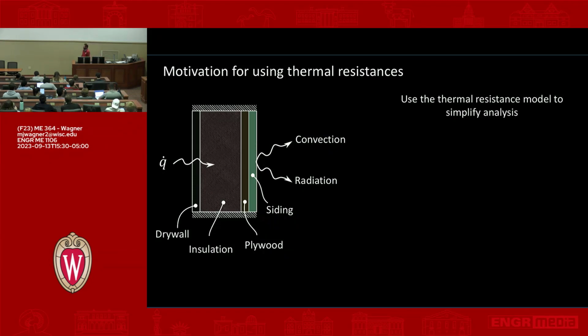So instead of doing that, we can use this idea of thermal resistance to just cut all of that out and run right to the solution. This approach has limitations, right? There's only certain scenarios in which it's valid, but in those scenarios, it's a really useful tool. Not only is it useful for simplifying the analysis, but it's also a really good back of the envelope type check for just understanding the problem.